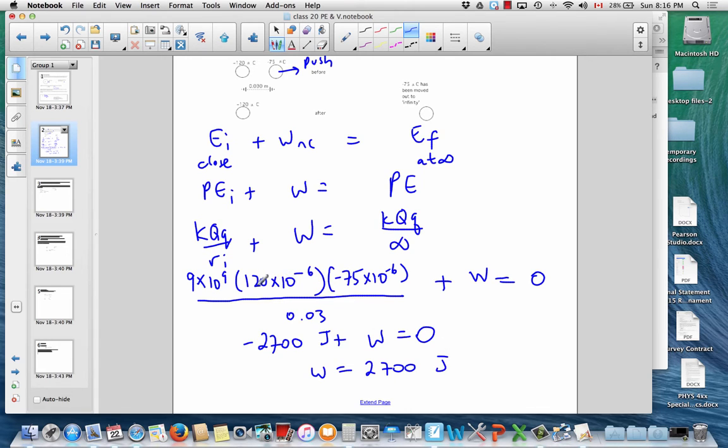Now you notice that unlike force, potential energy can be positive or negative. And as a result, we include the polarity, positive or negative, of the charge value in that calculation.